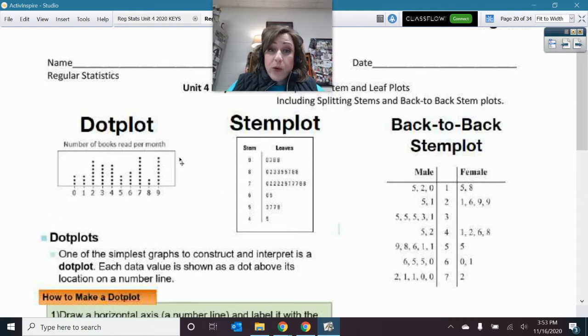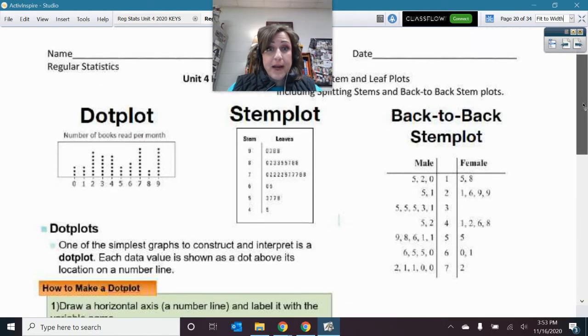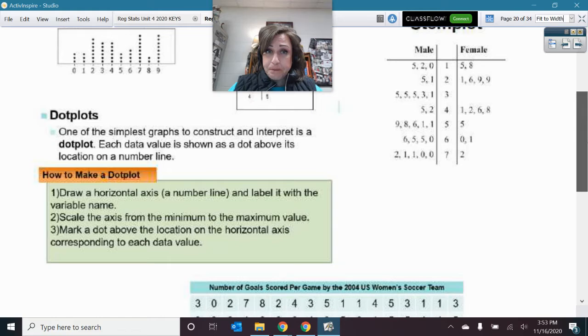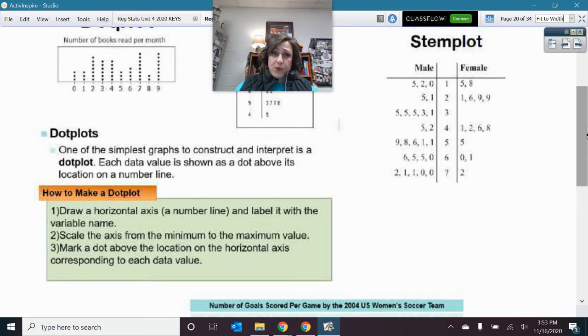After we do the dot plot, we're going to do this thing called a stem plot, a stem and leaf plot. And we're going to talk about a split stem, what that is when we split the stem. And then the third thing is this back-to-back stem plot, because that's going to be comparing two sets of data. That's what we primarily use back-to-back stem plots for. All right, so here's how we do this.